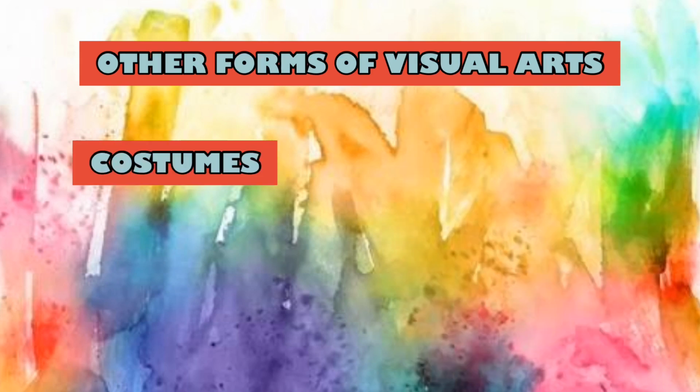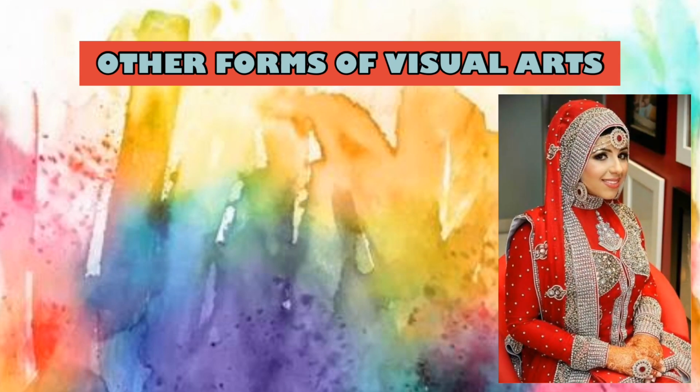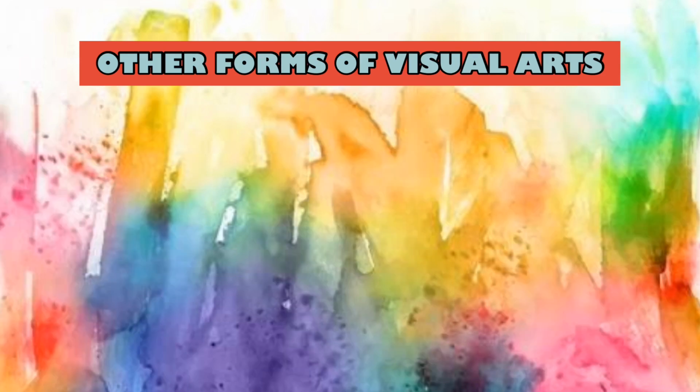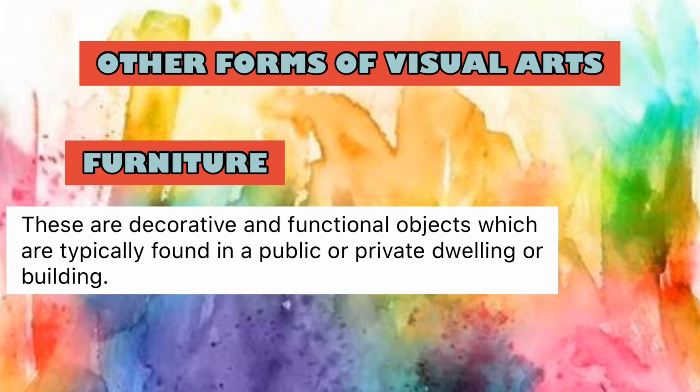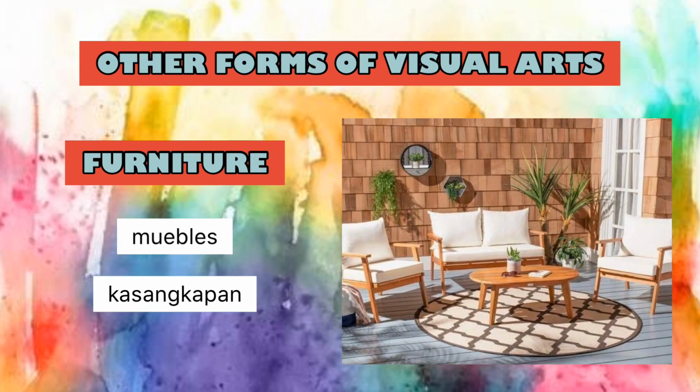Next, we have costumes. These are garments, hairstyles, and accessories that are worn by individual members or groups in a particular society. So this may vary according to class, sex, age, civil status, rank, and personal taste of an individual. So costumes are being used in different parts of the Philippines depending on the culture. Next, we have furniture, and these are decorative and functional objects which are typically found in public or private dwelling or building. So these are also known as muebles or kasangkapan.